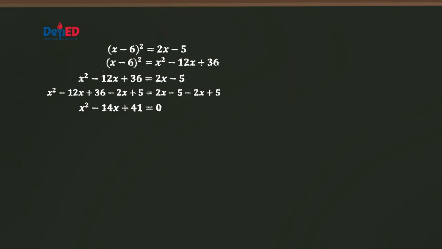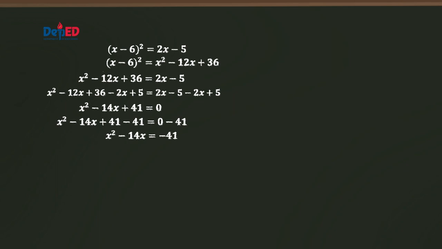Let's solve the equation by completing the square. This is my choice. You might have preferred the quadratic formula over this method. First, we isolate the terms with variable by decreasing both sides by 41. Hence, the equation becomes x squared minus 14x equals negative 41.